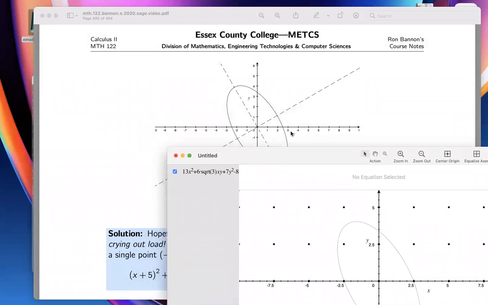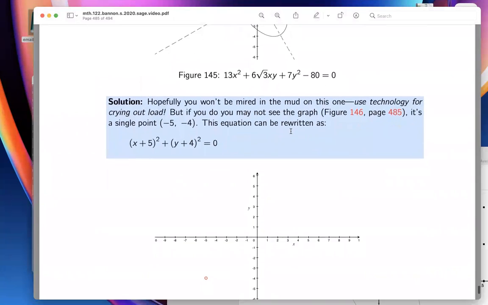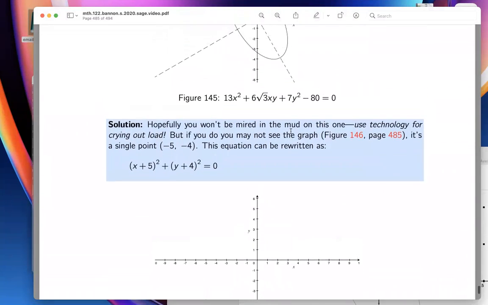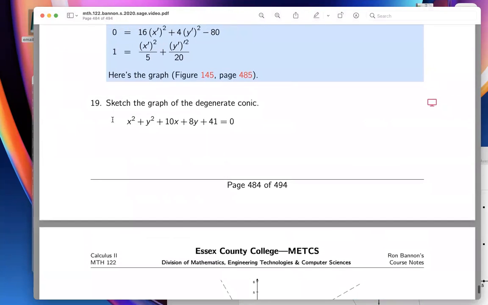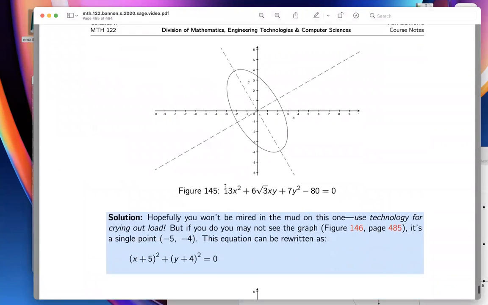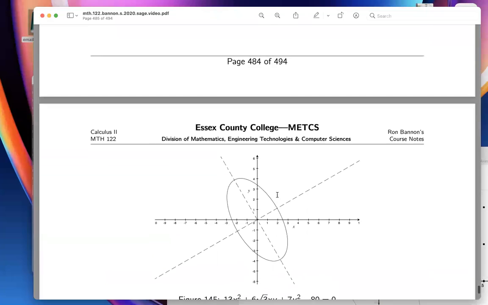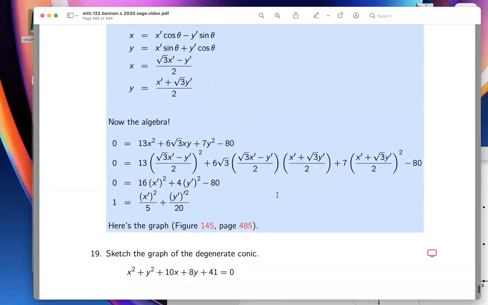Now, what I want to do is go back over this and talk about it. What number is this over here? So this is number 19, right? So sketch the graph of, oh, that's not the one I want. That's a degenerate. This is going to be figure 145. Let's go back over here. So I got this one over here.